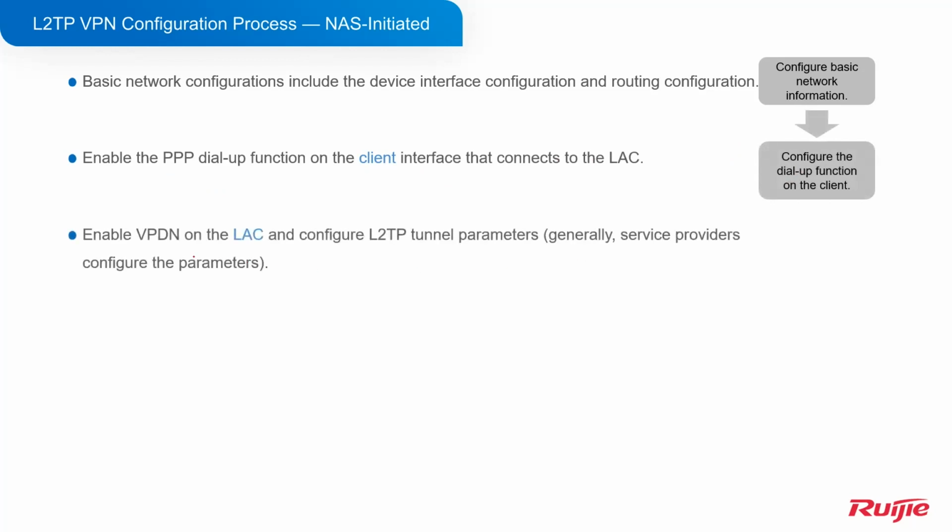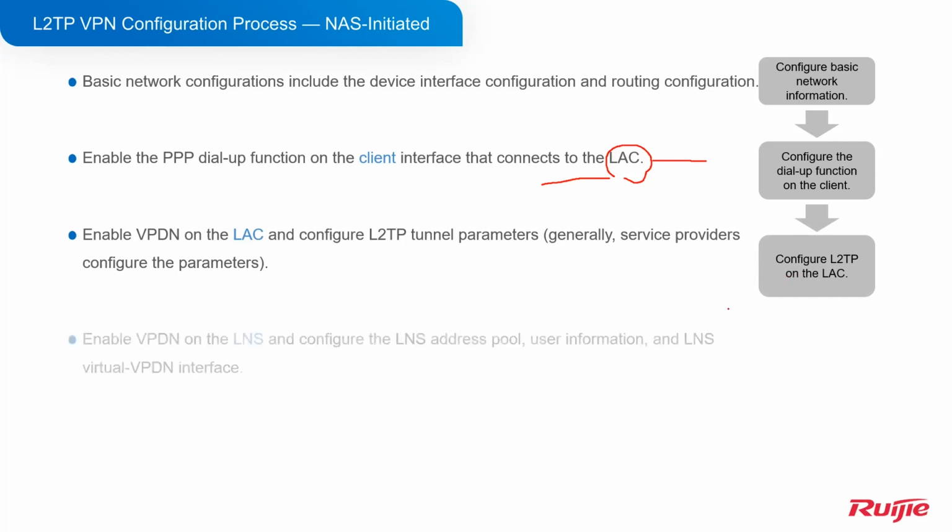The third part, you have to enable the VPN on the LAC and also configure the L2TP tunnel parameters. Okay, so this is the L2TP on the LAC. Because on the LAC, the left side connects with our terminals and the right side connects with our LNS. So the second part is the configuration for your terminal. The third part is your configuration for the communication with your LNS, your server.